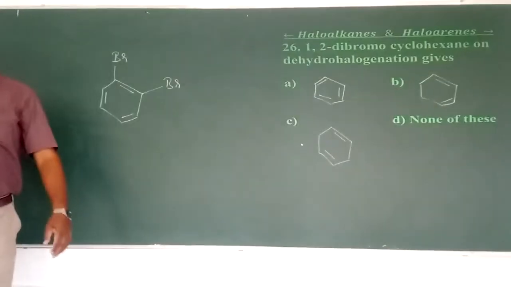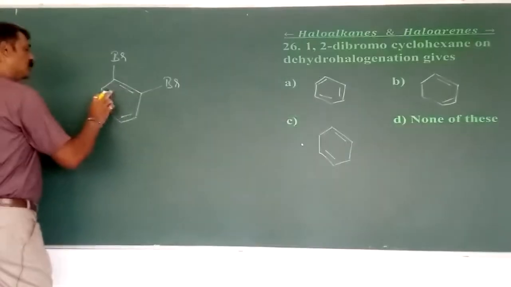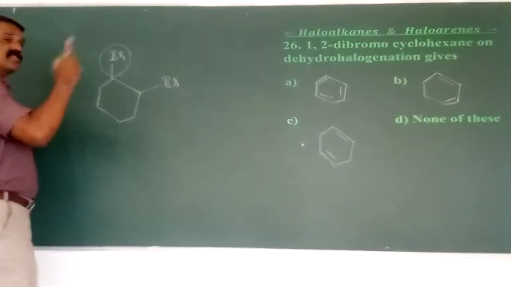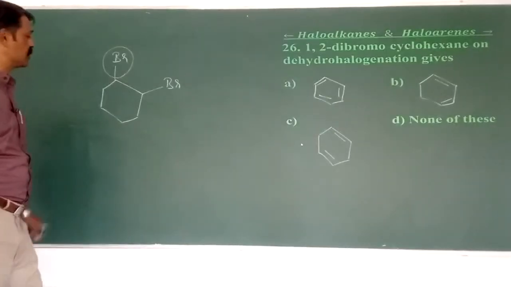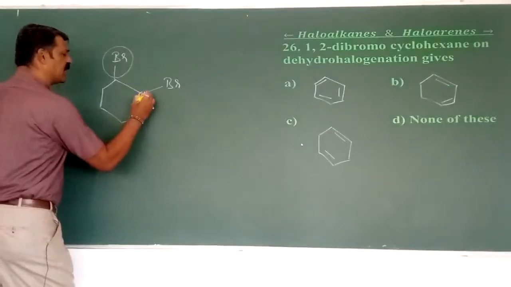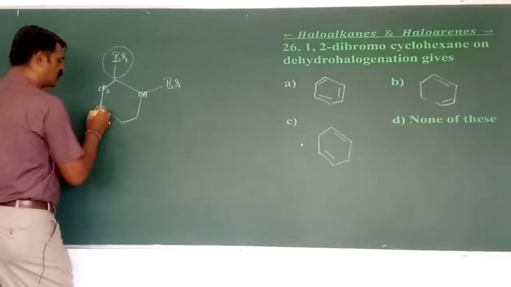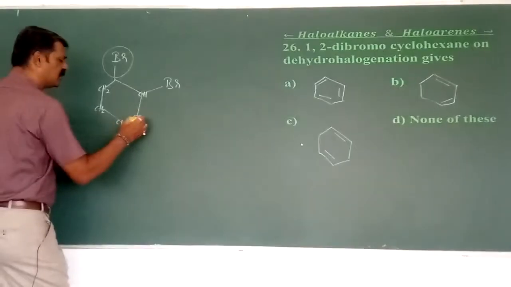Sorry, cyclohexane. There is no presence of double bonds here. This is called 1,2-dibromocyclohexane. First we have to remove the bromine, and from the adjacent carbon atom we have to remove the hydrogens. This contains CH, this contains CH, this contains CH2, this contains CH2 and this contains the CH2 here.